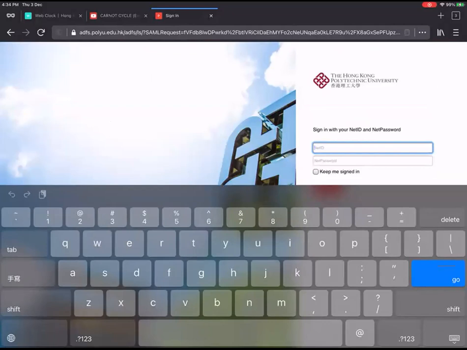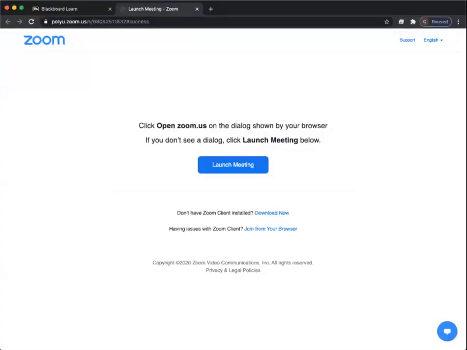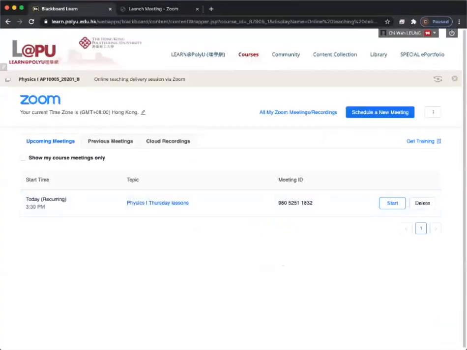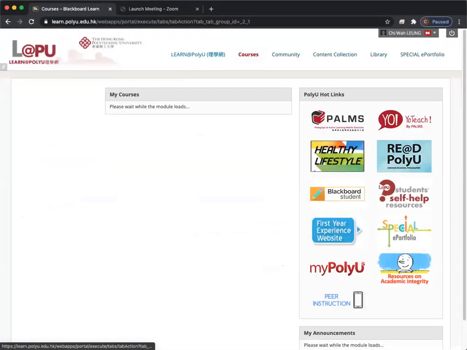Let me see if I could log in. Maybe I could log in from another computer. Right, just a minute. Okay.